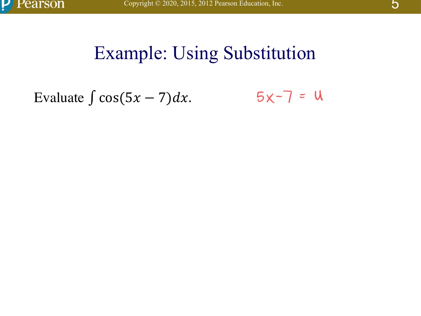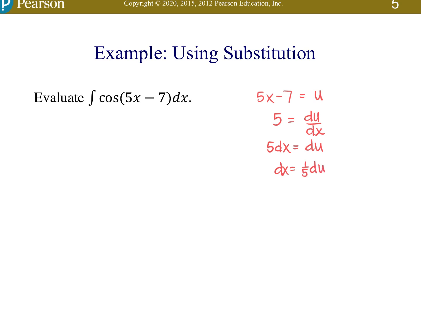On that, we're going to check what the derivatives are. On the 5x minus 7 side, the derivative is simply the number 5. On the u side, the derivative is du over dx. Then I manipulate those by separating the differentials. So I multiply both sides by dx. So basically 5 dx equals du. And I need dx to be alone. So dx would be 1/5 of du.